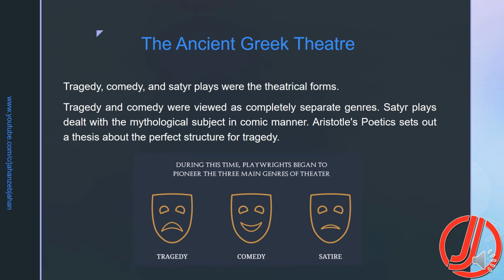Aristotle's Poetics sets out a thesis about the perfect structure for tragedy. So these are the shapes of the masks which were used. In comedy, people would be using the mask in the center. The tragedy would be employing the first mask, and satyr plays are displayed by the third mask.